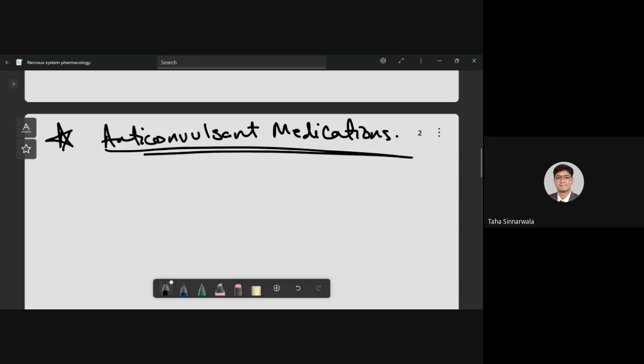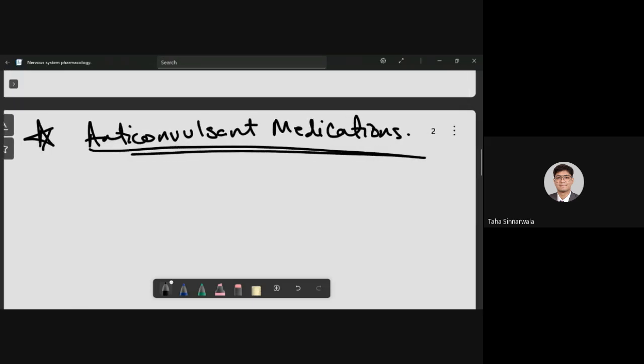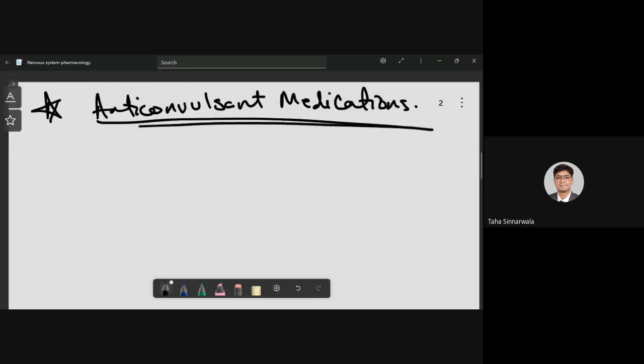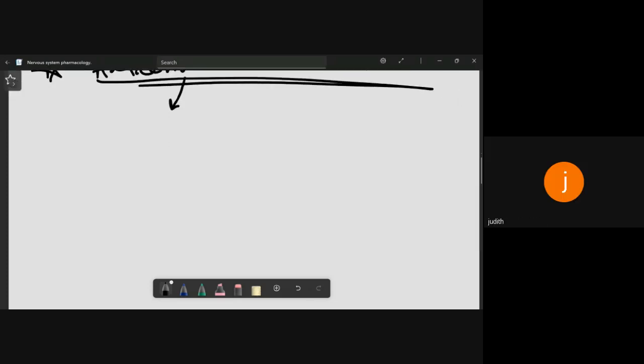Okay, so let's start. Firstly, we have these anticonvulsant medications. Simply based on the name, anticonvulsant, what kind of condition do you think these medications treat? Epilepsy, seizures, any kind of convulsive disorders. Majorly, we'll try to classify these as seizures.